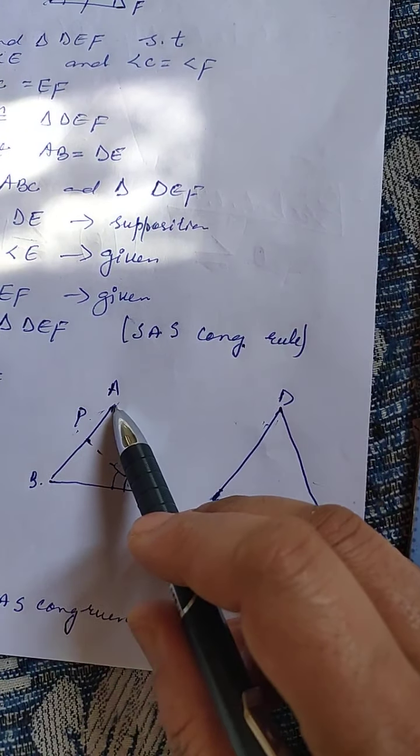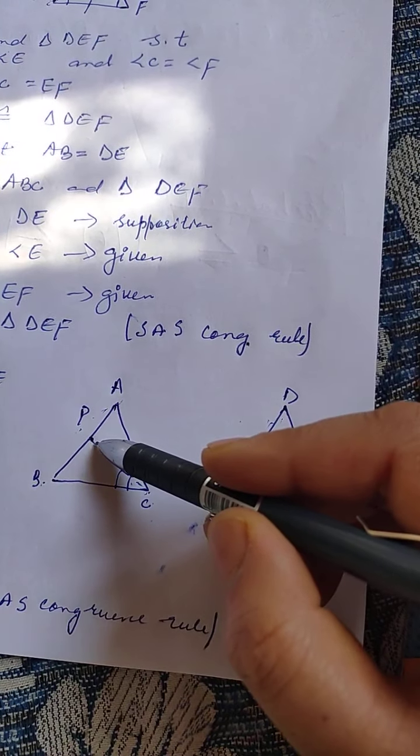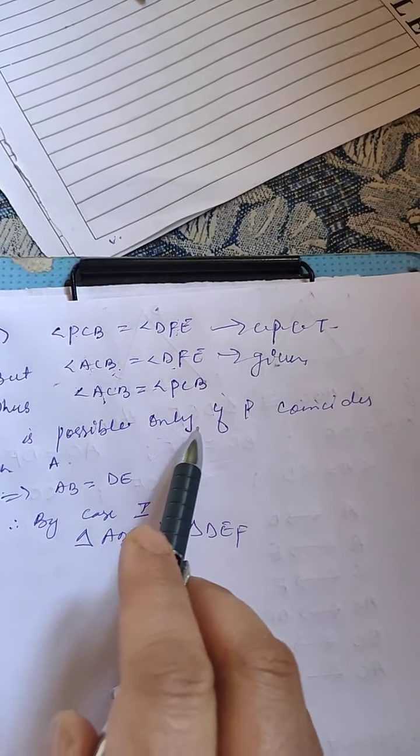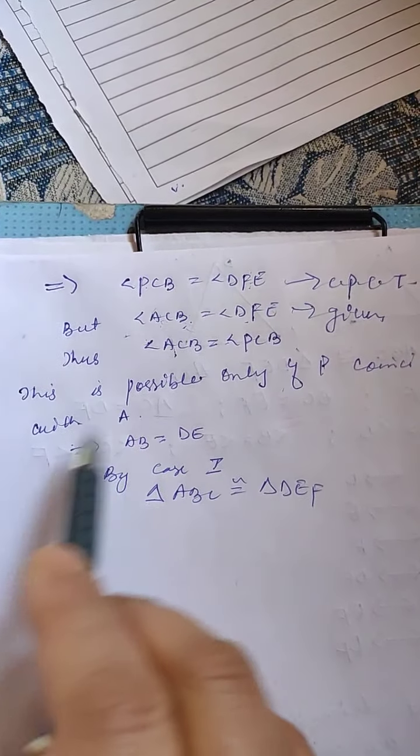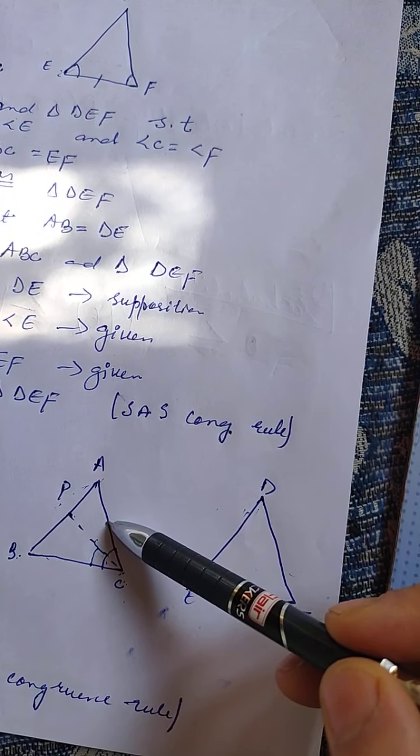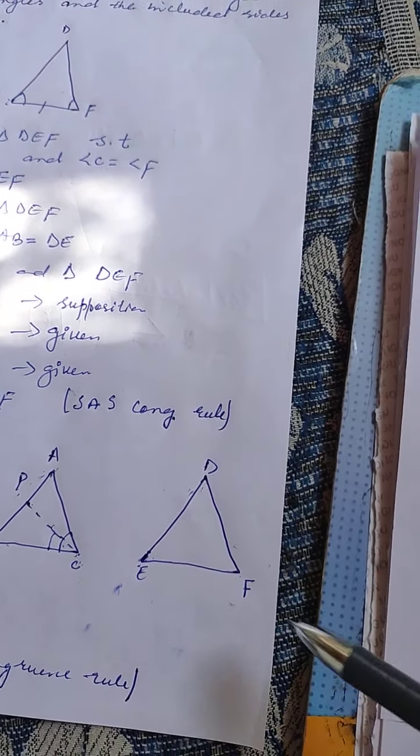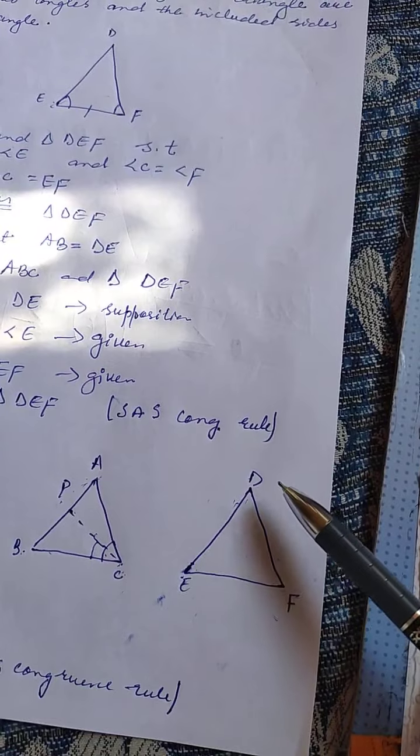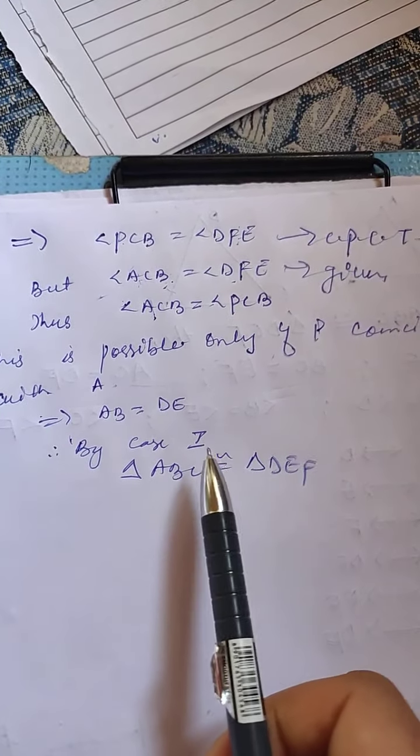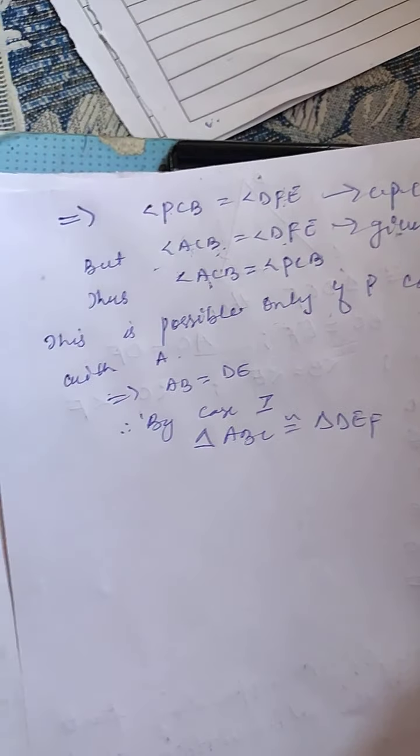When point P coincides with A, then angle ACB is equivalent to PCB. This is possible only if P coincides with A, and this implies that these two sides coincide with each other, it means AB is equivalent to DE. Then we have to prove that ABC is congruent with DEF as we have proved in case first. So this gives us the congruency of ABC and DEF.